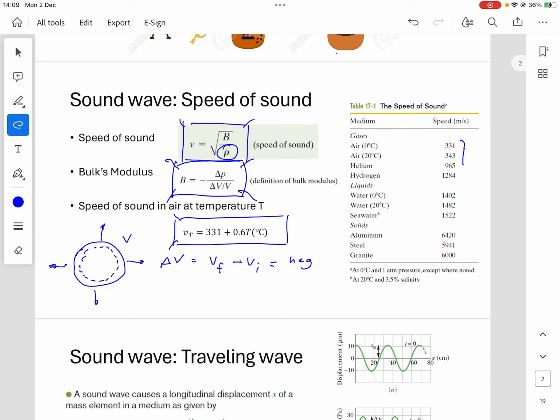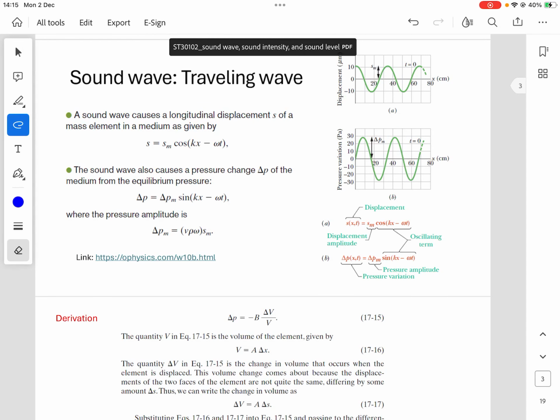Before we move to the next slide, I would say that sound wave doesn't need to always be a longitudinal wave. Sound wave can act as a transverse wave when it travels in, for example, solid, or can act as both longitudinal wave and transverse wave. But I will not go into details of this. All right. Okay. Next thing about sound waves.